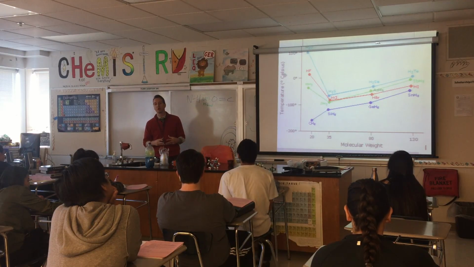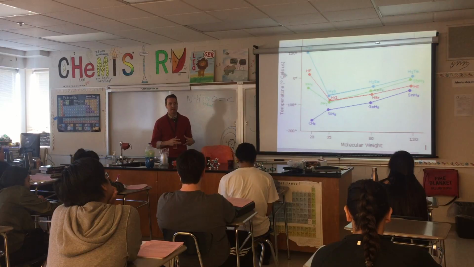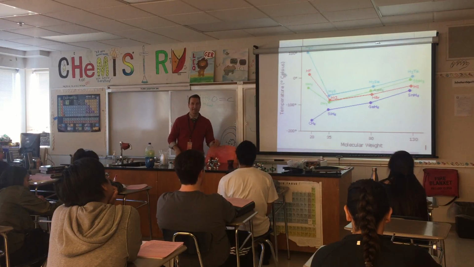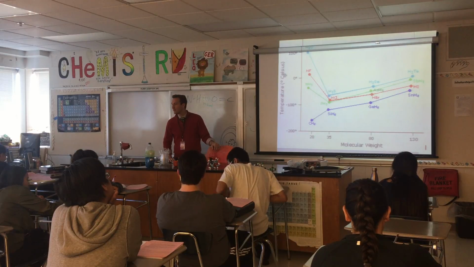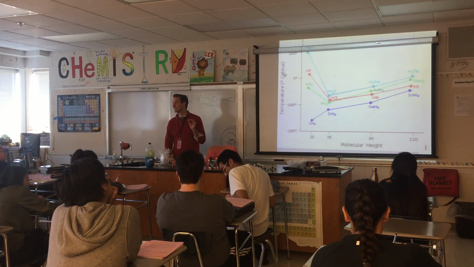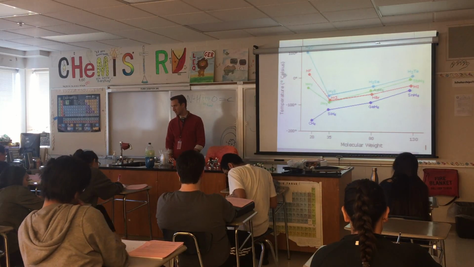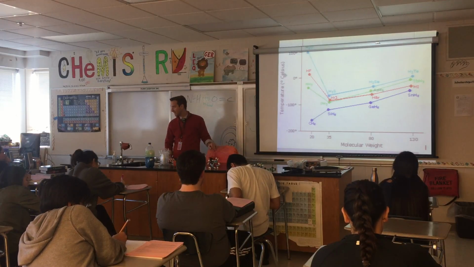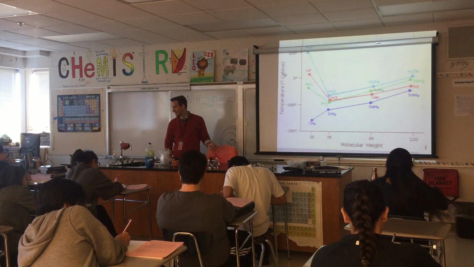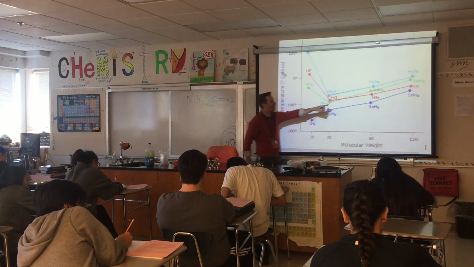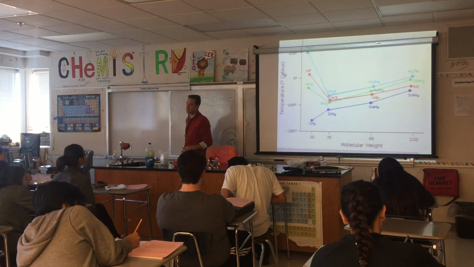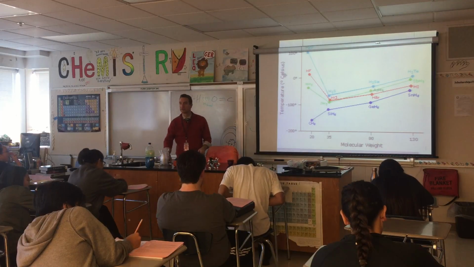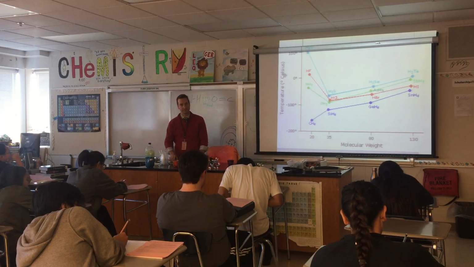And that the London dispersion force, I almost said disperse. The London dispersion force increases as the size of the molecule increases. That's why that purple line is increasing. Because SiH4 is bigger than CH4, so it is more polarizable. The more polarizable, the stronger the London dispersion force.